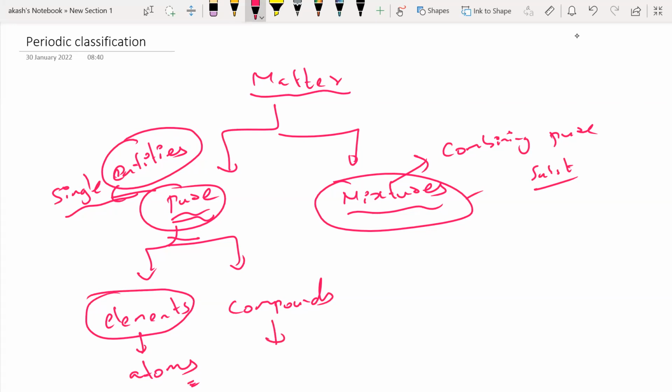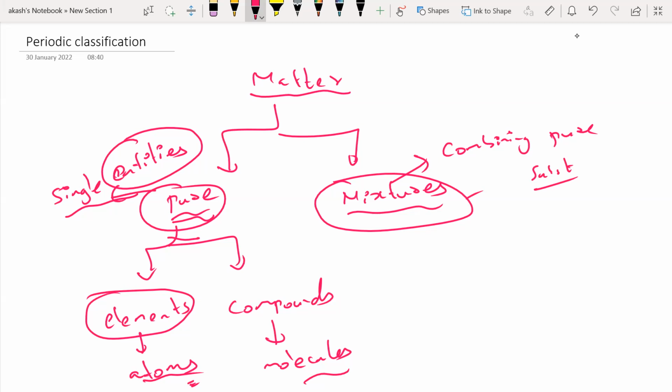And obviously, in the case of compounds, the single entity we're talking about is going to be molecules. Say the compound H2O, if you take H2O, for example, it is going to be made up of molecules of H2O. Carbon dioxide gas is going to be made up of carbon dioxide molecules. We know what the difference is between an atom and a molecule.